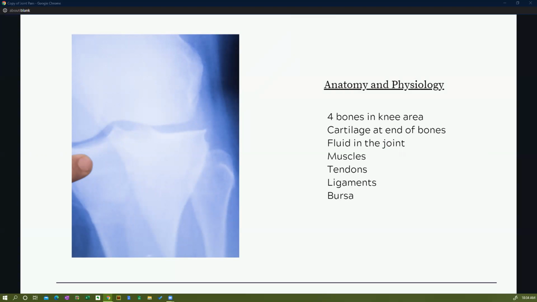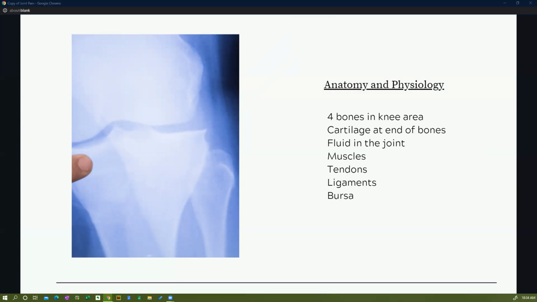There's cartilage at the end of the bone, so cartilage coats the end of the bones and protects the bone. There's fluid in the joint called synovial fluid that helps to lubricate the joint and provide circulation in the joint. There's muscles around the knee. The quadricep muscle is a large muscle from the thigh that runs through the kneecap and down into the tibial tuberosity, right underneath the kneecap. And there's tendons, like the patellar tendon and the hamstring tendons running across the joint.